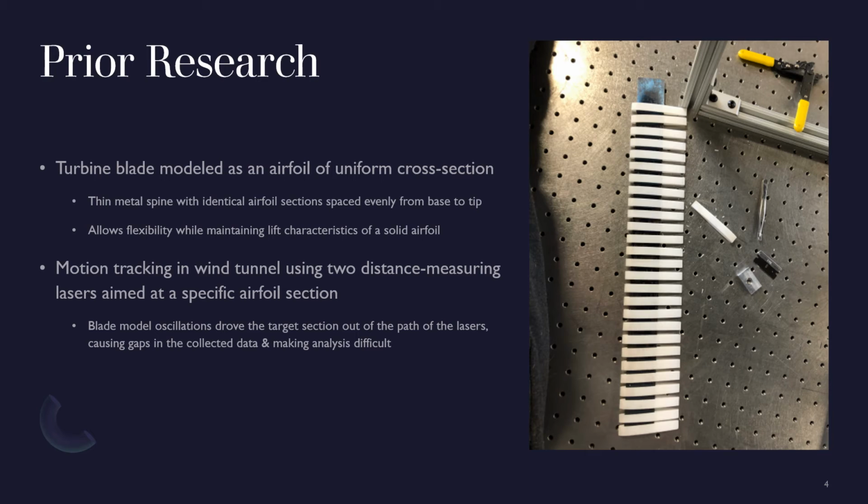Two distance measuring lasers were pointed at a single airfoil section, which in theory could track the oscillations of the model. But, in practice, the oscillations of the model were so extreme that the lasers frequently passed through the gaps between the airfoil sections, resulting in data that was difficult to interpret.